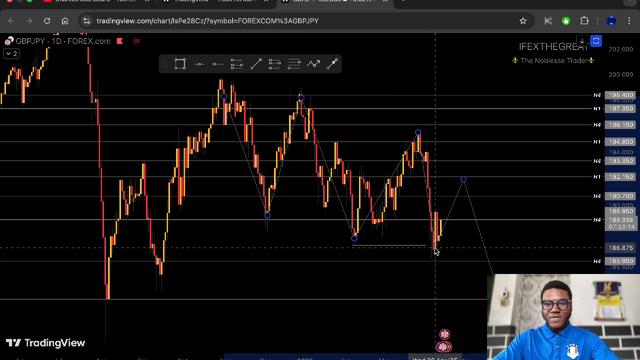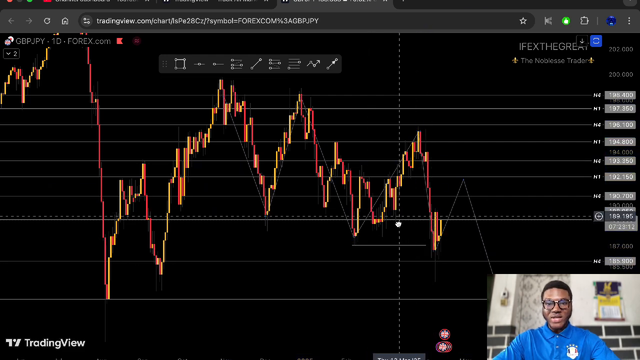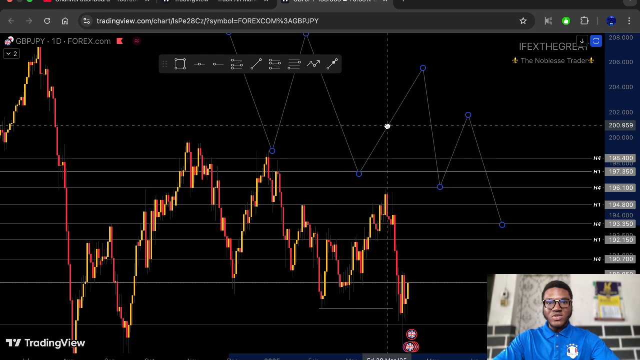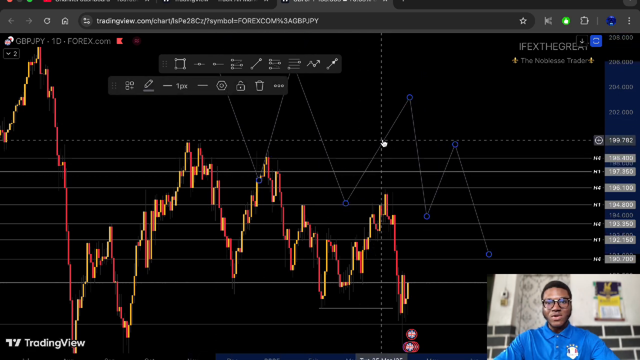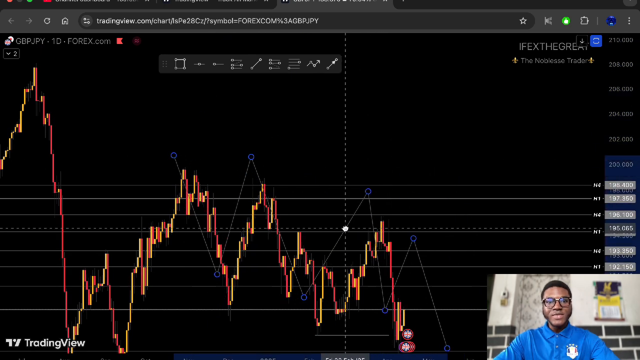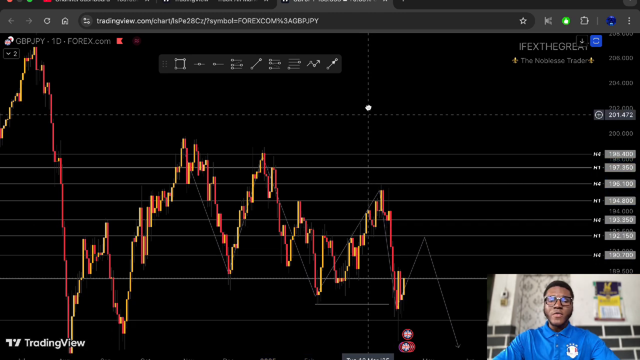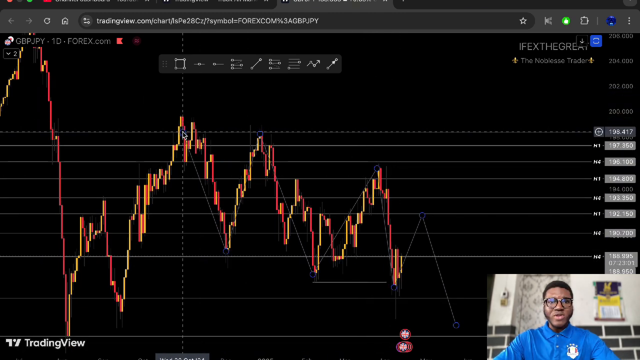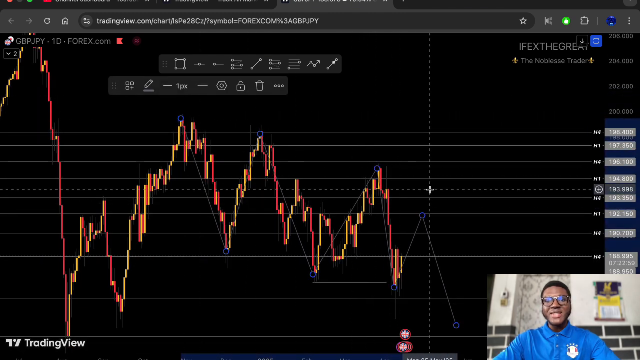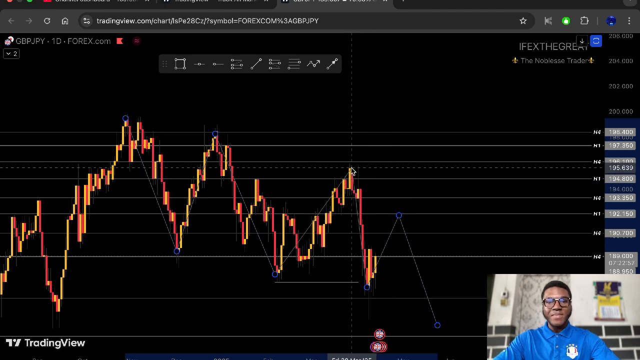Let me just draw it out. I'm going to drag out what I just drew across the channel, so you can see that it's creating a series of lower highs and lower lows. Indeed, it's creating that. So I'll be looking at trading a sell long term, but it doesn't mean that you cannot enter a short-term buy. You understand?